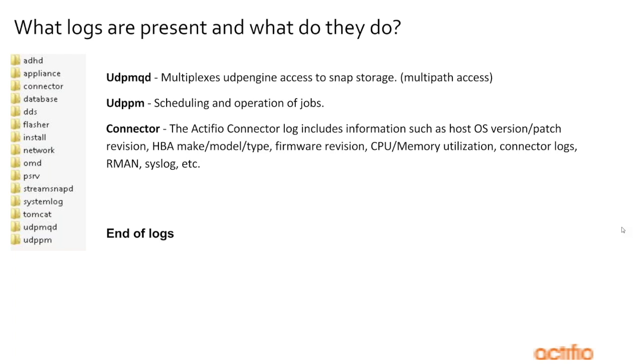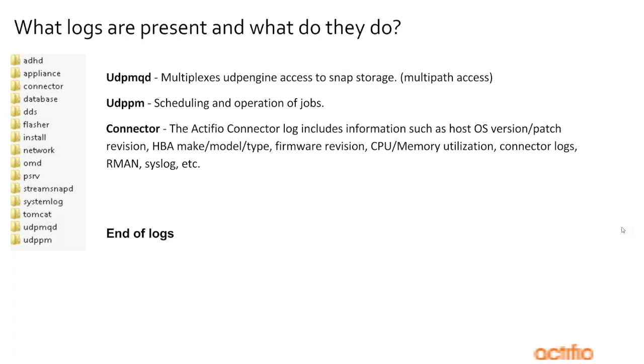This is the multiplexing logging for the UDP engine to snap storage. So our UDP engine is the engine that actually moves all of the data around within the CDS, and we can access your data via multiple paths. We are leveraging the exact sort of multipathing that you are going to set up between your physical host or your virtual cluster and your storage. So if you've got 4 or 5 paths that we can access your storage with, the UDP MQD log will describe how we're utilizing those different paths to get the UDP engine into play in multiple channels.